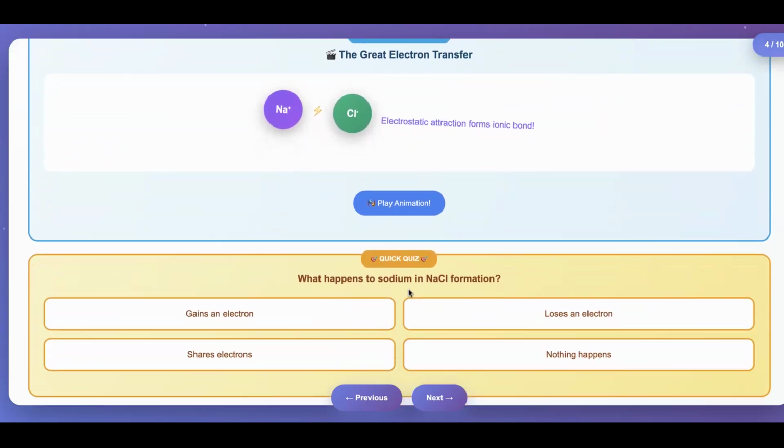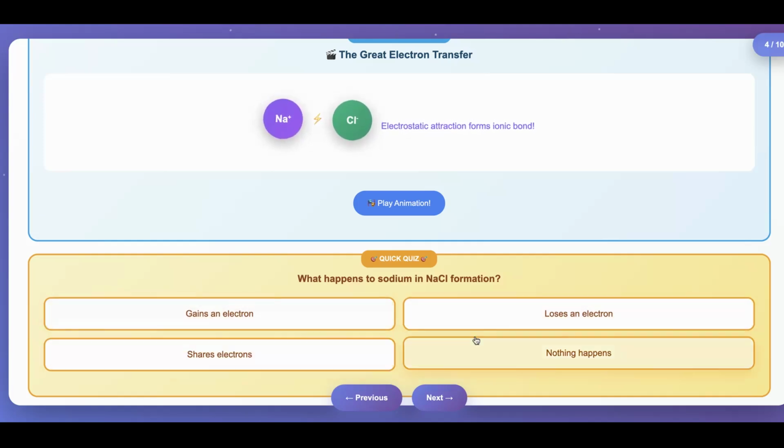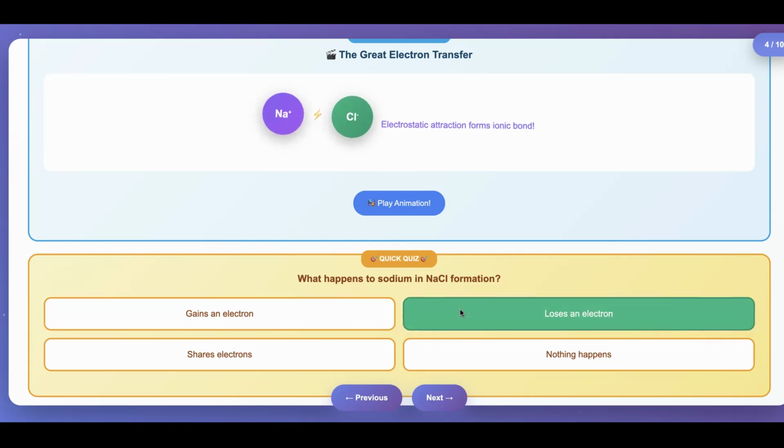So what happens to sodium in sodium chloride? Does it gain an electron, lose an electron, share an electron, or nothing happens? Of course, the sodium loses an electron.